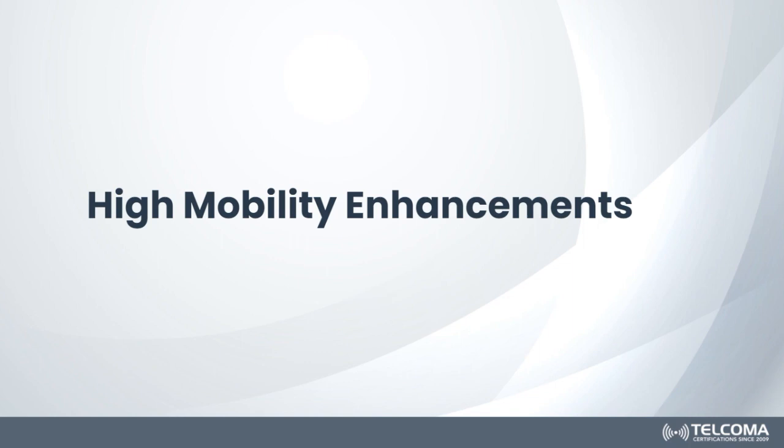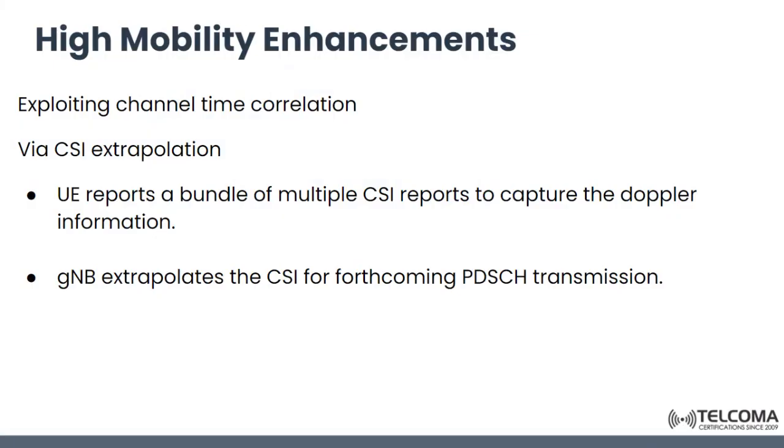In this video we are going to discuss the release 18 high mobility enhancements. High mobility enhancements include exploiting the channel time correlation. So how can we exploit this channel time correlation? We can do it via CSI extrapolation. That means with the help of channel state information extrapolation, we can exploit the channel time correlation.